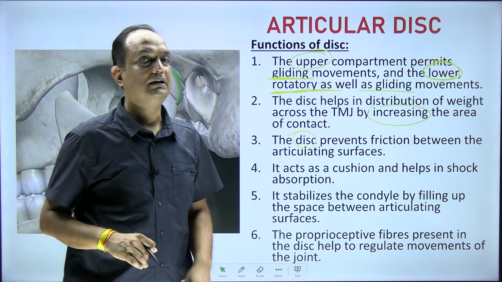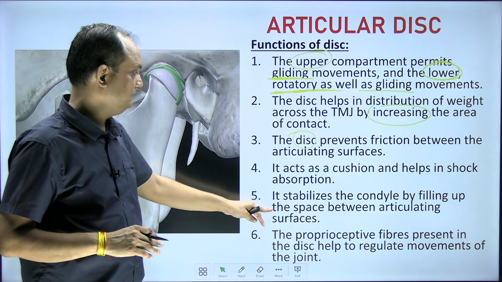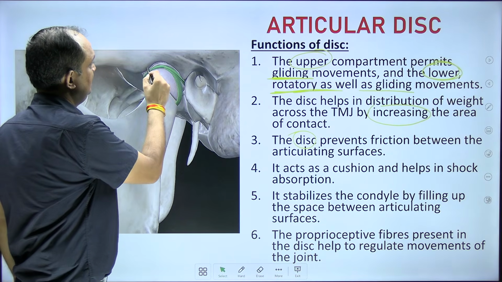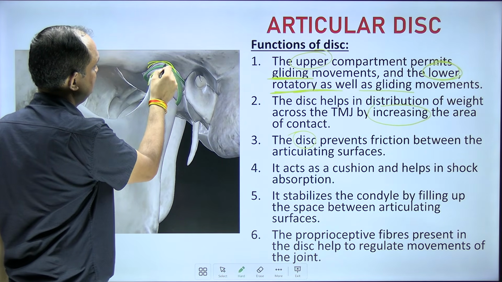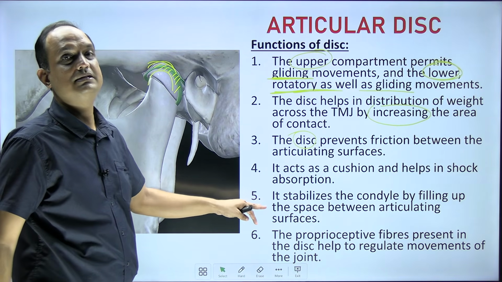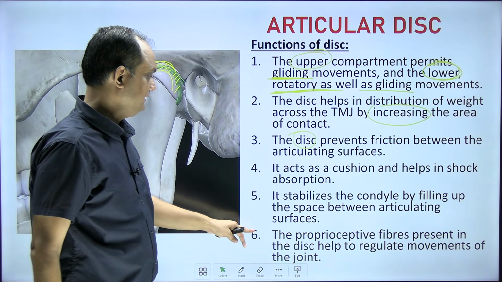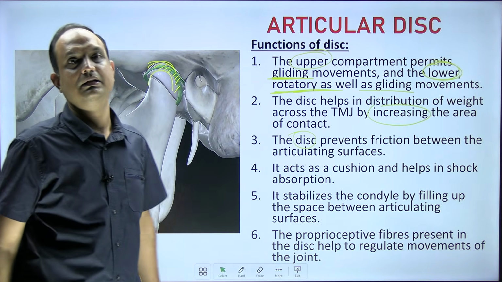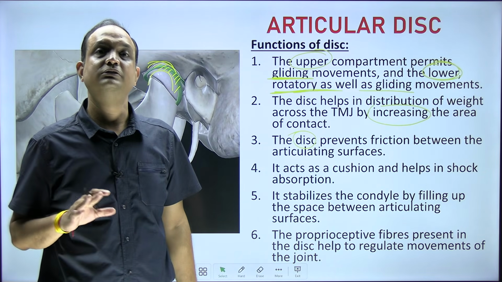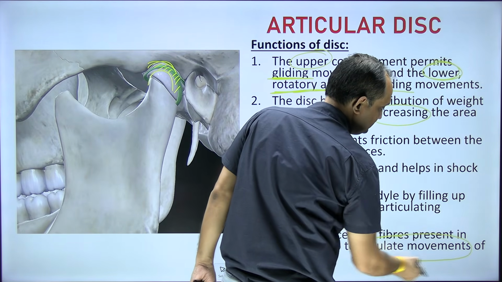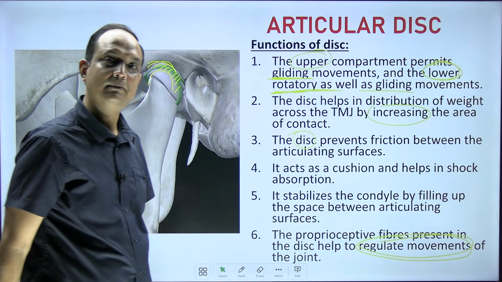Then it stabilizes the condyles by filling the space between the articular surfaces. So whatever gap is present between these two articular surfaces is filled by the disc, and in this way it stabilizes the joint. Then there are some proprioceptive fibers present in the disc, and these proprioceptive fibers are helpful to regulate the movements of the mandible. Clear?